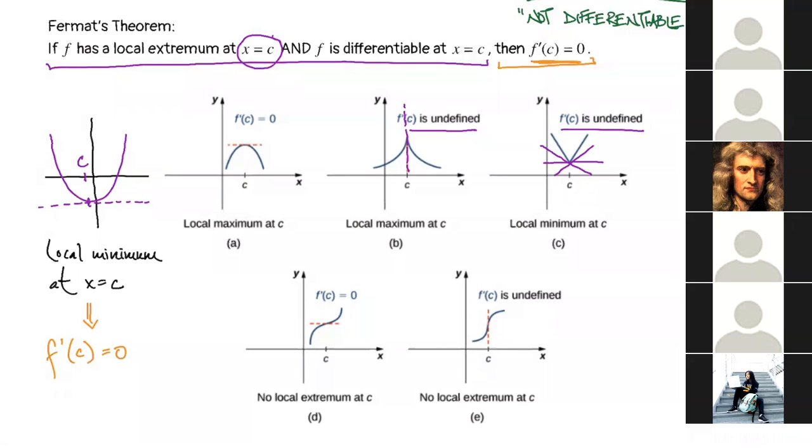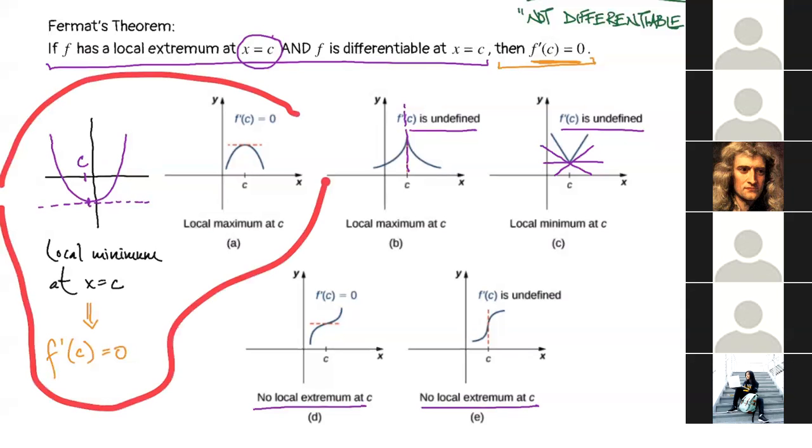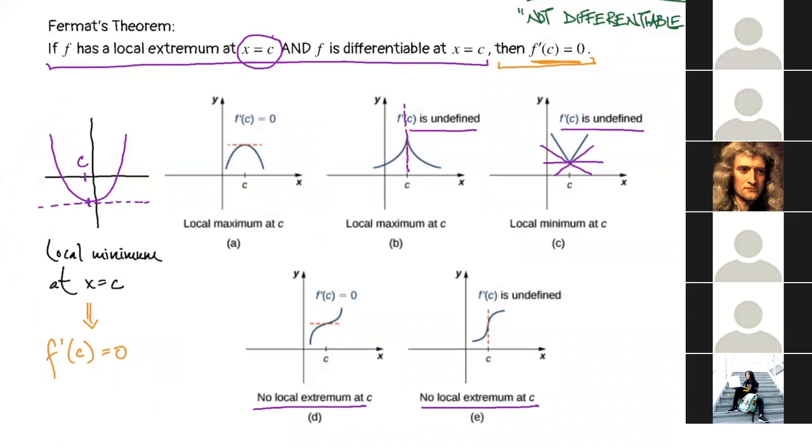Right? Picture D, and I would say also picture E, both of those are missing the extremum part. Like it's not the highest and it's not the lowest. And so the only time that we can kind of guarantee that our slope is going to be 0 is when we have both characteristics. Okay, we've got the extremum and we've got that it's differentiable.